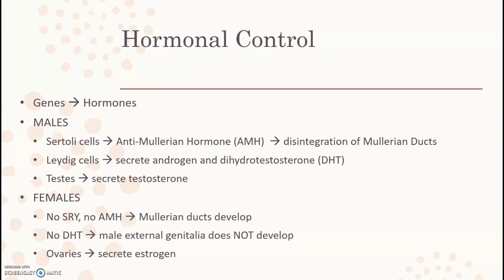So now, on to hormonal control. Hormonal control throughout this whole process is really confusing, so this is just a basic version of that. The first thing I wanted to emphasize is that genes are really the first step of sex differentiation, and then hormones take control. So genes determine pretty much the gonads, and then everything after that is really influenced by hormones. So in males, they have Sertoli cells.